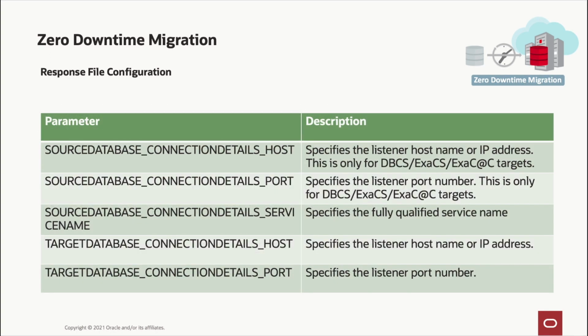Next, we have the source database connection detail host, which specifies the listener hostname or IP address, in case we're migrating to a non-autonomous target. The source database connection details port is the listener port number for the source database, again for non-autonomous targets. The connection detail service name for the source database is the fully qualified service name. And for the target database, we have the same connection details for the host, which is the hostname or IP address, and then the connection details port for the target database, which specifies the port number of the listener in the target database.